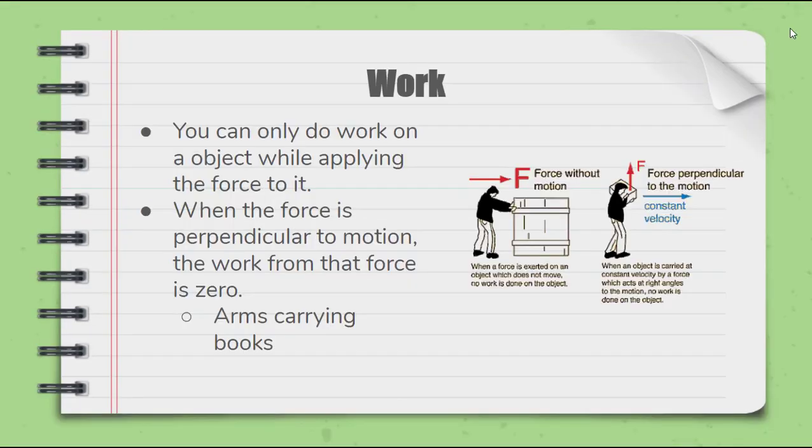Let's move on. So you can only do work on an object while applying force to it. When the force is perpendicular to the motion, the work from that force is 0. So a good example of this is you're carrying your textbooks in your arms, right? The work that you're doing is holding the textbooks from falling to the ground. That is on a vertical plane. If you are walking with the books in hand, you are not doing any work in the horizontal direction. It seems a little bit weird, but when an object is carried at a constant velocity by a force which acts at right angles to the motion, no work is done on the object. So you're not actually doing any work, because the books are not moving in that particular direction.